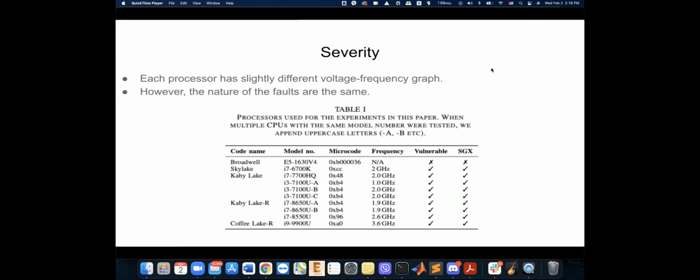So they test their attack on different processors, which are all SGX enabled, starting from Skylake. And they also have access to multiple CPUs with the same model number. They show that even for those CPUs, there are slight differences that they encounter when undervolting. So each processor has a slightly different voltage frequency graph, and the nature of the faults, however, still is the same.